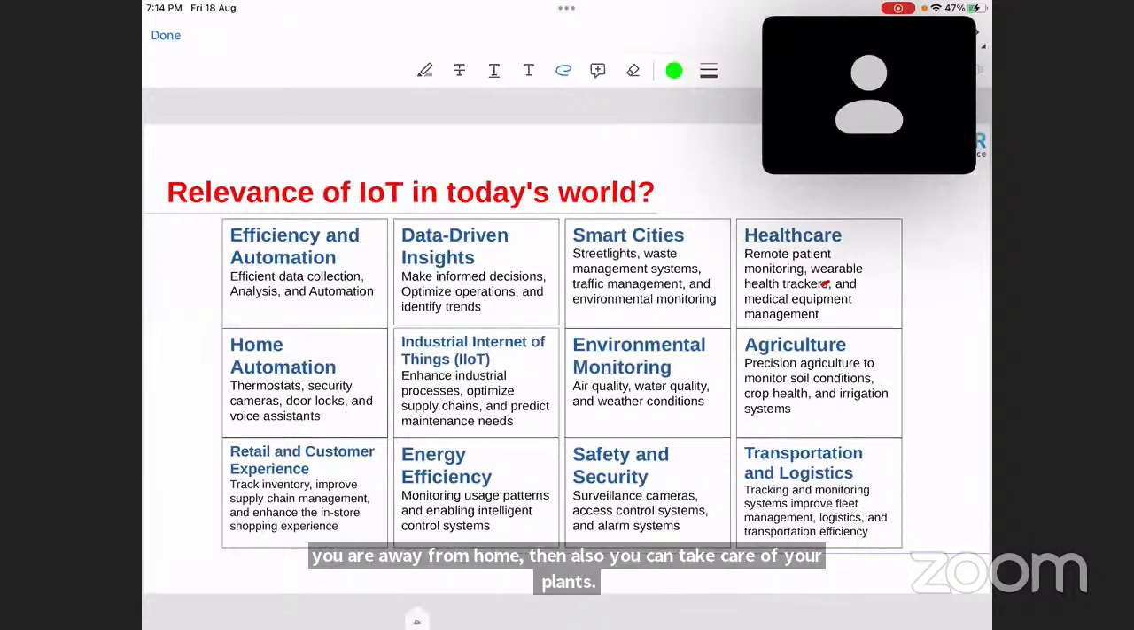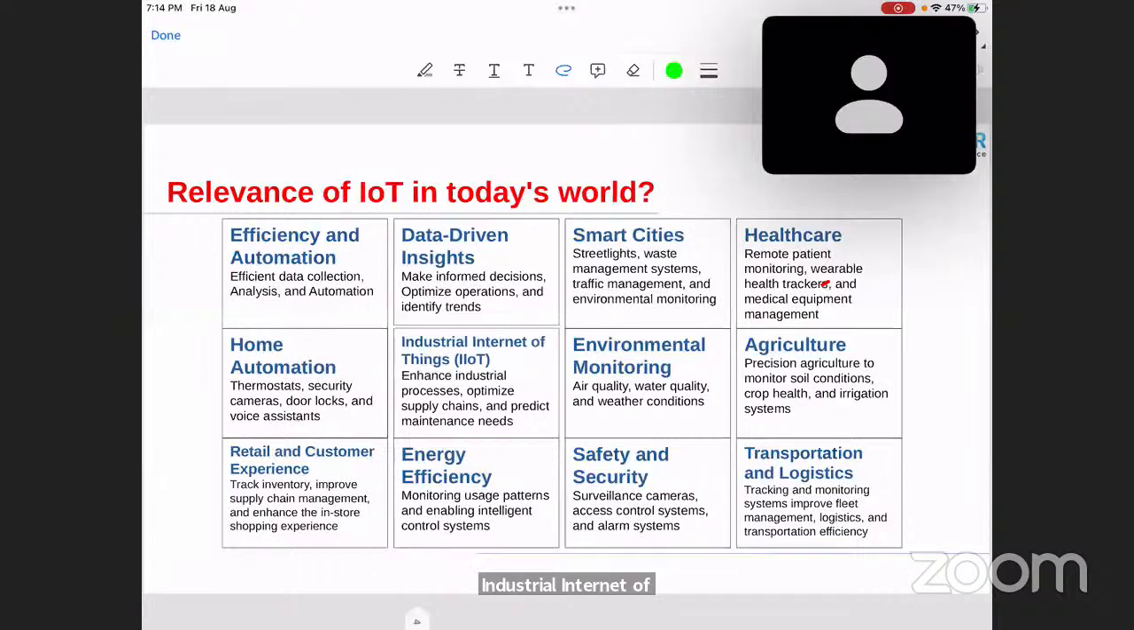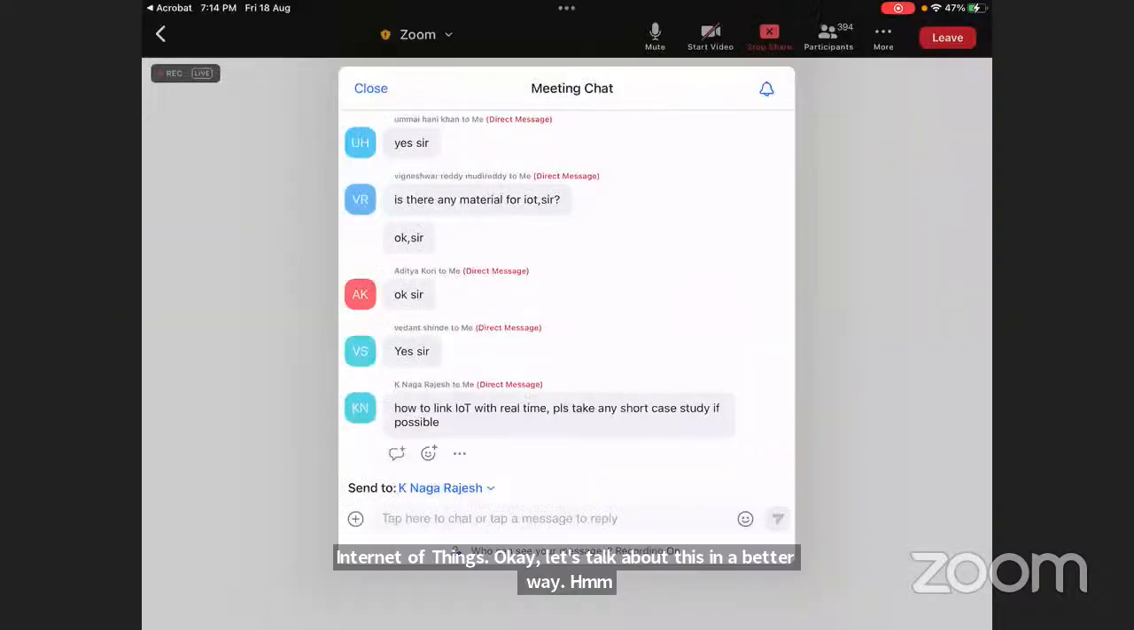Industrial Internet of Things. Okay, let's talk about this in a better way. Industrial, how to link IoT with real time. Please take any short case if possible.